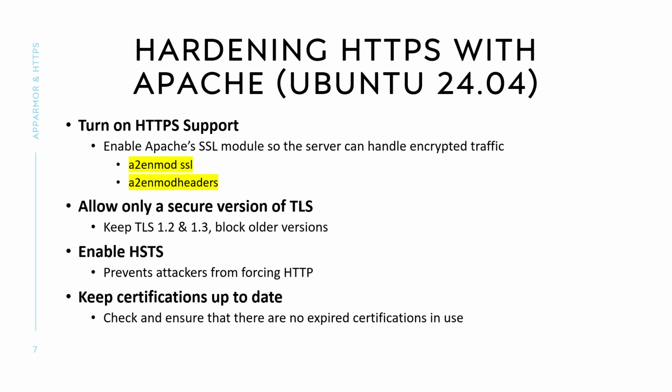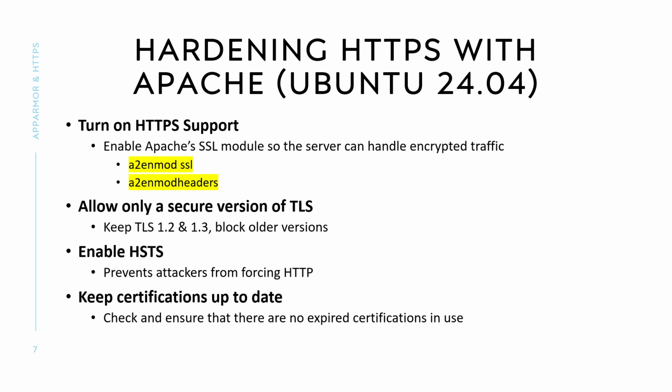So to harden this application, we have to enable SSL and header modules with a2enmod ssl and a2enmod headers. Without these, Apache cannot process HTTPS or set security headers. So again, another level of security, we want to make sure that we're running on HTTPS. We don't want to enforce any HTTP.